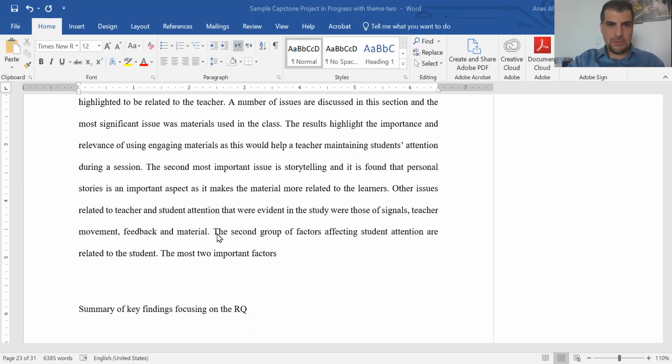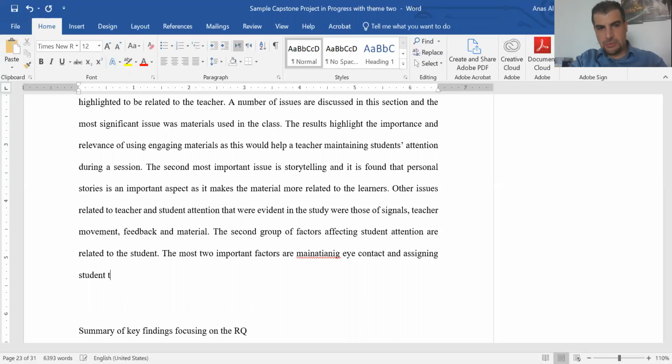So the second group of factors affecting student attention are related to the student. The most important two factors are maintaining eye contact and assigning students to work in pairs or groups.